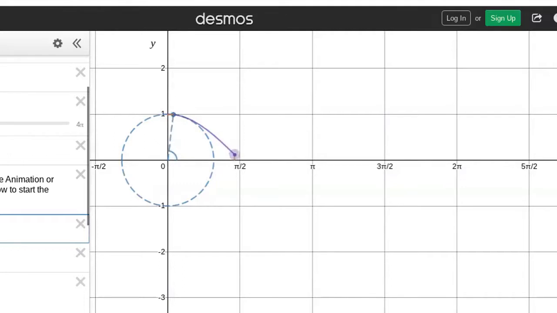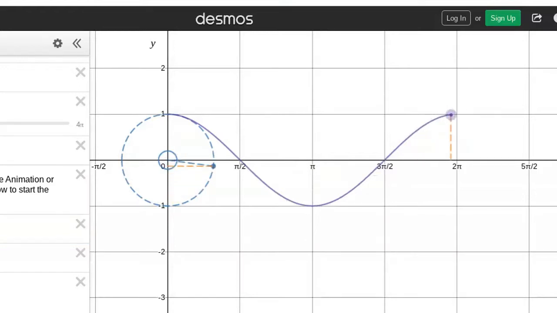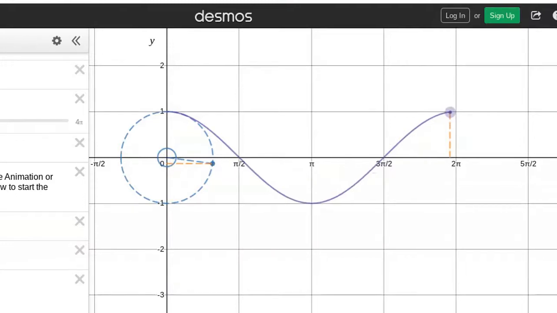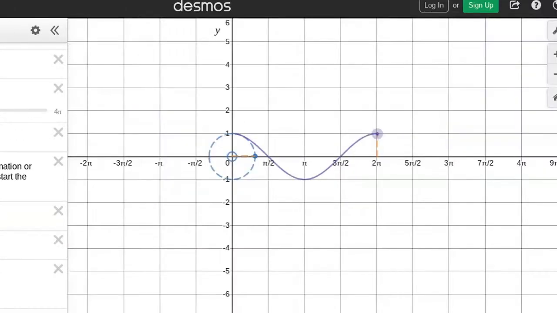As we go from 0 to pi over 2, the purple curve is drawing out our cosine function as we've seen on our table and our hand-drawn curve. So there's one period of the cosine curve. So now I'm going to zoom out so that it shows you going around the unit circle one additional time. And now we have 2 repetitions of the cosine function.